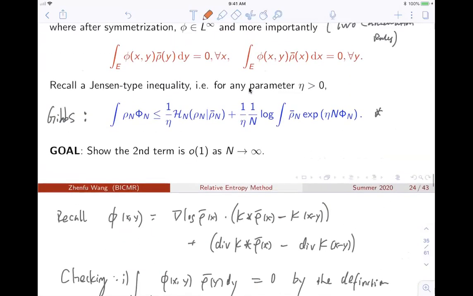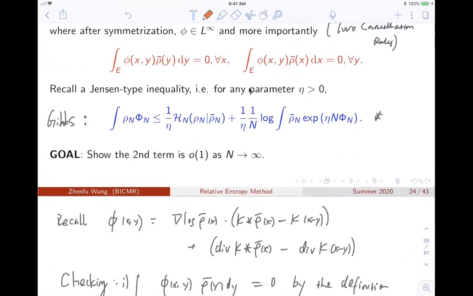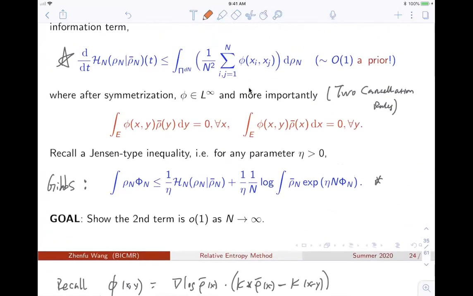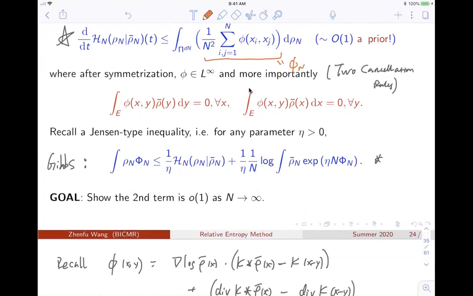Okay, so we use the Gibbs inequality to control this term. Let's call this phi_n. To control this term, we use a change of reference. We get one relative entropy here and one more term here. We have a factor 1 over n here. So if we can show this quantity, the log of the exponential terms, is of lower order in n, then we can actually get propagation of chaos.